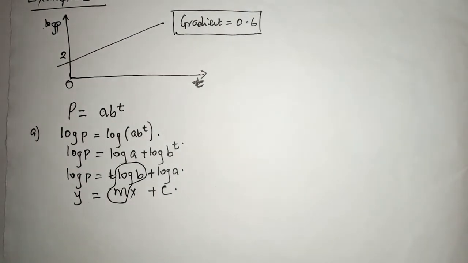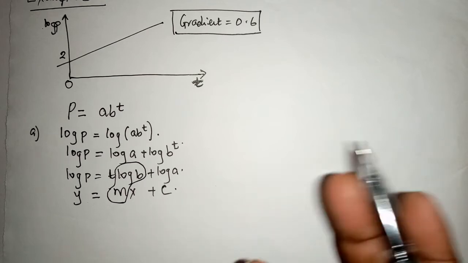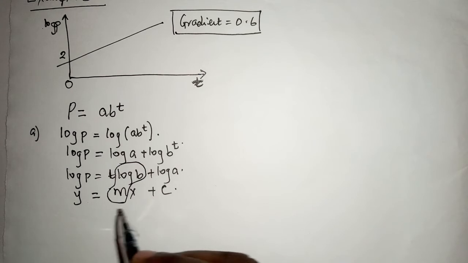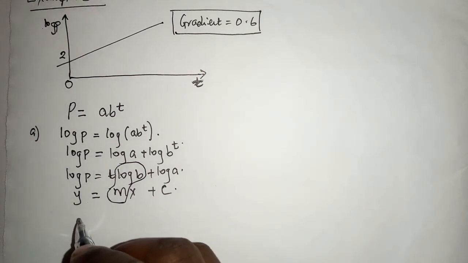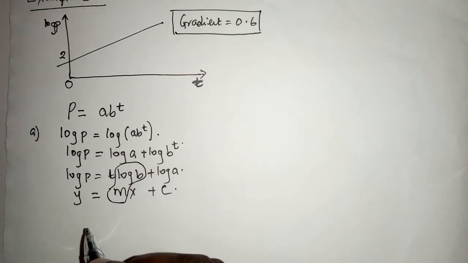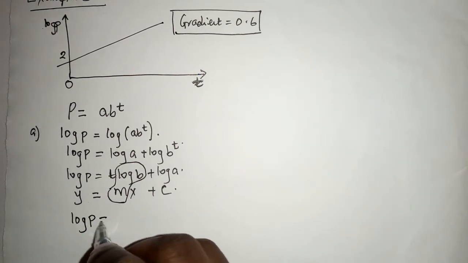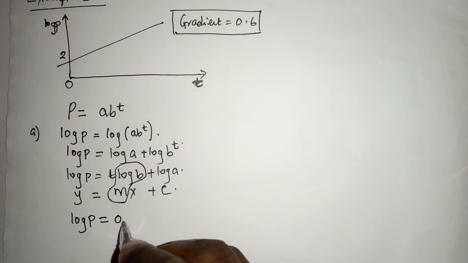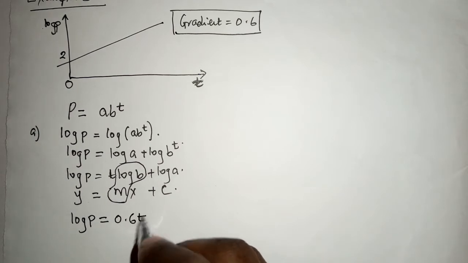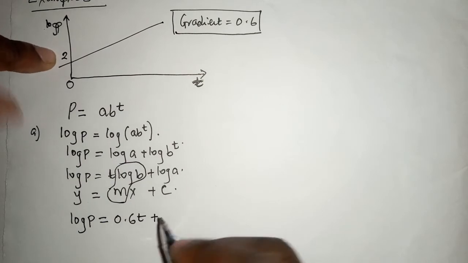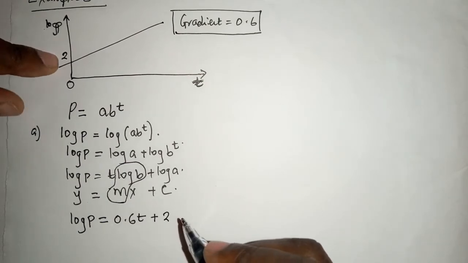So in an attempt now to look for the equation, which is very direct, we should be able to give the equation in terms of the logarithm of P is the gradient, which is 0.6T, of course, plus the 2, because we are talking about the y-intercept.